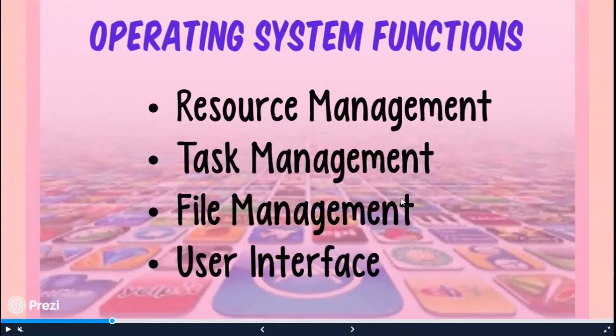Operating system functions: resource management, task management, file management, and user interface. Now, resource management. Your Windows, let's say Windows 10, needs to be able to allocate resources, like for example printers, scanners, memory. These are just simple things, but there are actually more complex things that an operating system needs to handle.